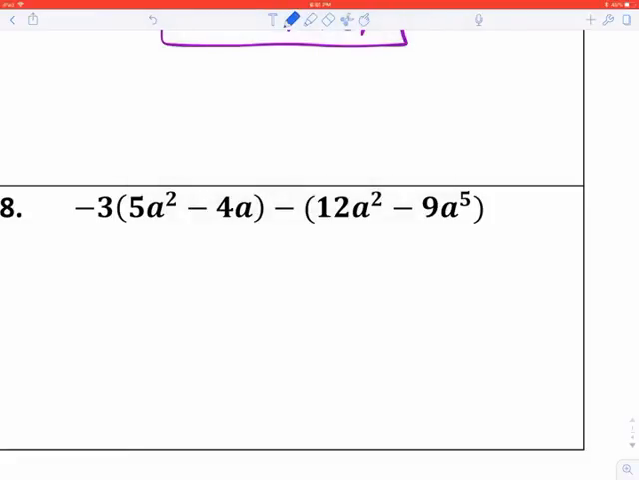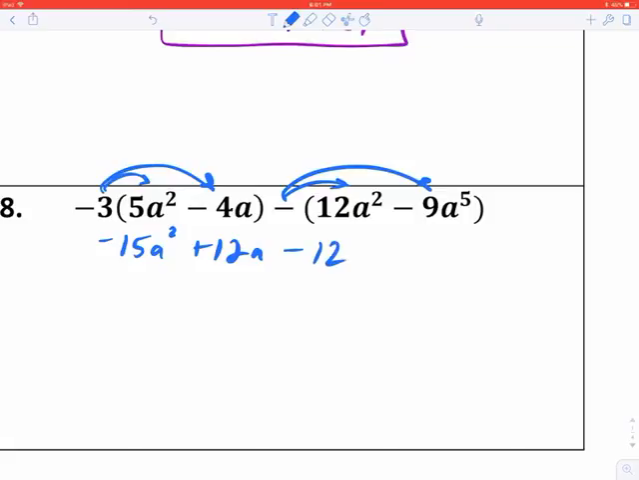Let's pick blue. Okay, so a couple things here. I need to distribute this 3 to both of these terms and distribute the negative to both of those terms. This becomes a negative 15a squared plus 12a minus 12a squared, check that, it's going to be a plus 9a to the 5th power.